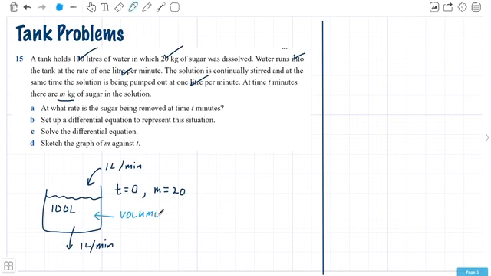So the volume of the tank here, we have to think about what's coming in and what's going out. You can see that we've got 1 litre going in, but then also 1 litre going out. So that means that the volume of this tank doesn't change.